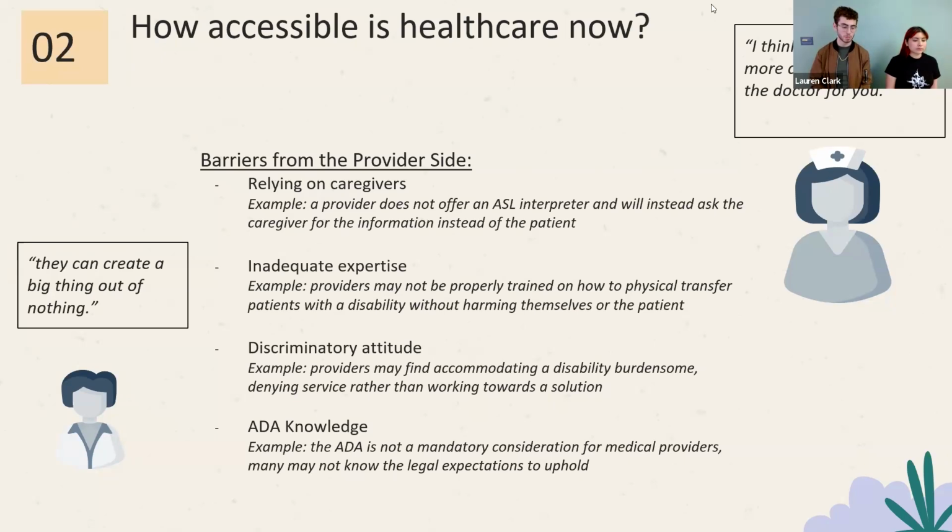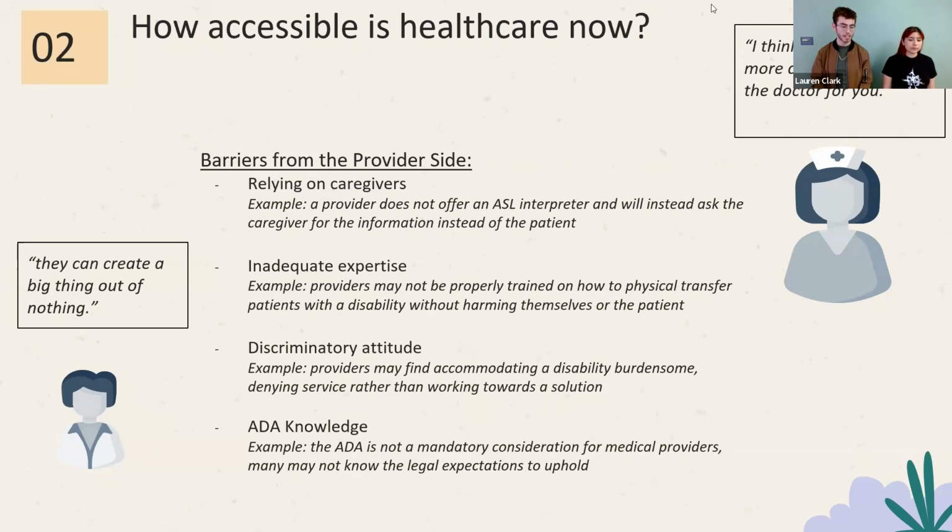The biggest one to me and the one that was most surprising was a discriminatory attitude. By this, I mean the providers find accommodating people with disabilities burdensome and see it as a challenge. There are some quotes that I pulled from this focus group. For example, they said they can create a big thing out of nothing. And one big quote, which was actually the title of the article, is, "I think you need a lot more care and I'm not the doctor for you." So there's two different lenses in denying care for people with disabilities.